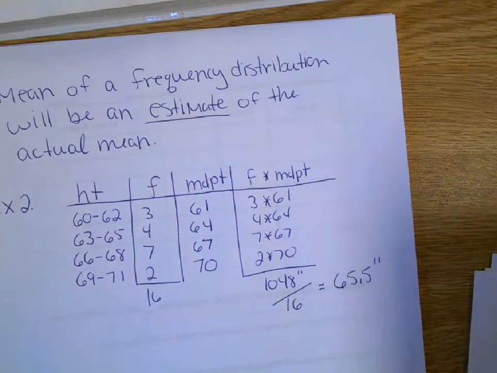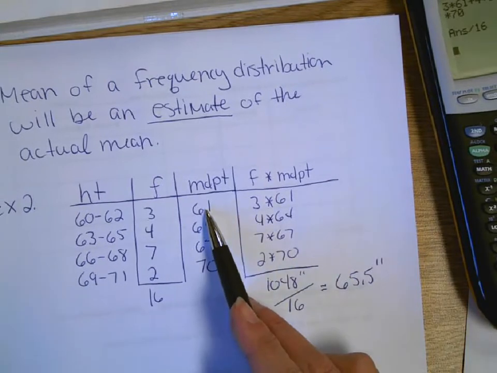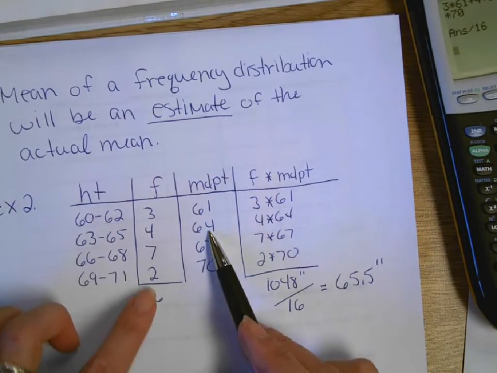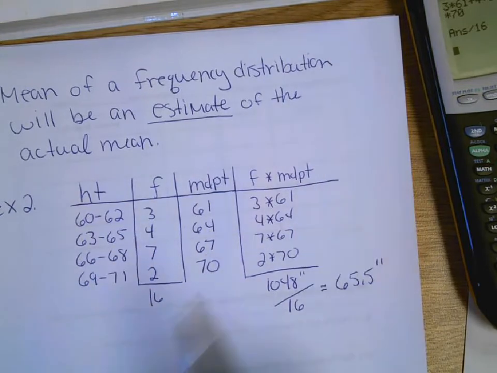So, there we go. Old school or weighting would be 61 times 3 over 16, 64 times 4 over 16, 67 times 7 over 16, and times the fraction. Okay, next.